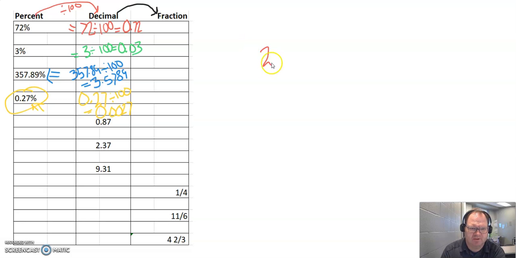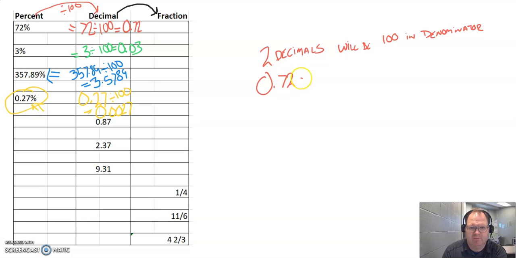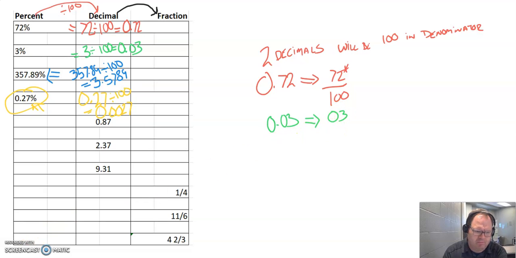So 2 decimals will be 100 in the bottom, or the denominator. So for instance, the number 0.72 has 2 decimals, so it will be 72 over 100. I'm going to put a star beside that because we're going to have to come back to that. Similarly, decimal 0.03 has 2 decimals, and so the rules are the rules are the rules. So it would be 3 over 100.